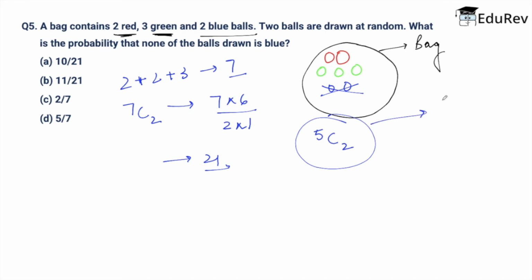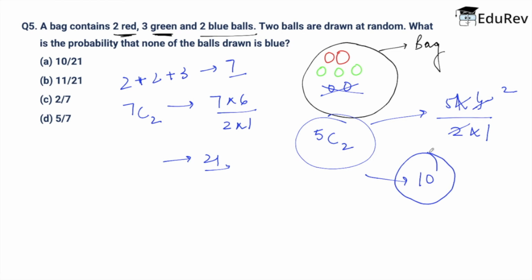So when I calculate it, it will be 5 into 4 upon 2 into 1. As simple as that, correct? So when I solve it, it will be 10. So the number of events that take 2 balls out and none of them is blue is 10. But the total number of events, including the blue balls, is 21. So the probability has to be 10 upon the total number of events, that is 21. So the answer is option A, that is 10 by 21. I hope you people have understood it.